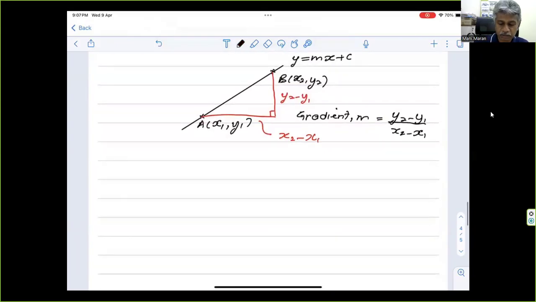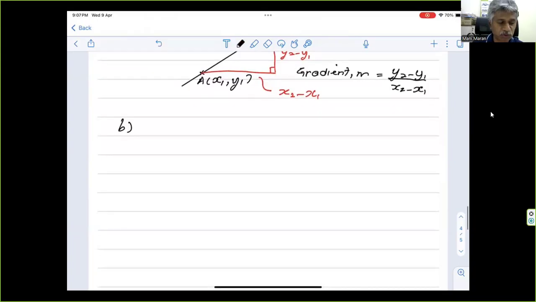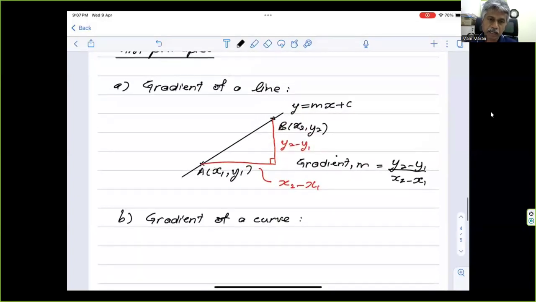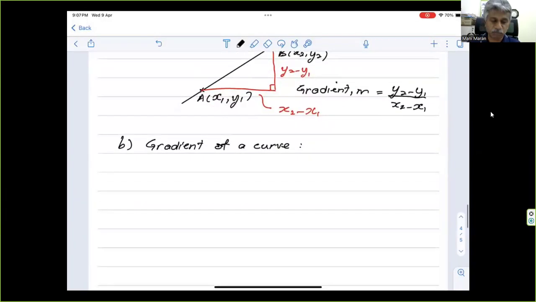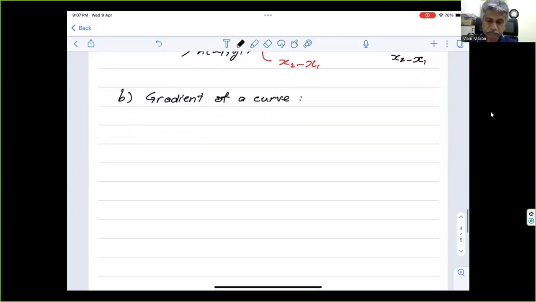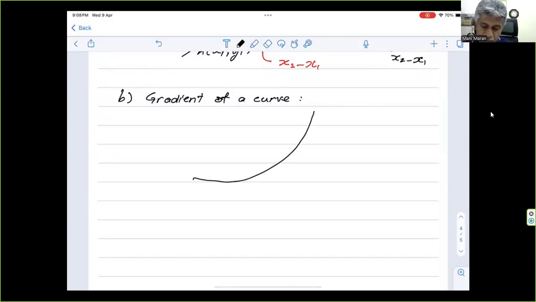What about a curve? This is where we're going to look at the derivative. You need to understand how to find the gradient of a curve. So part A is the gradient of a line, part B is the gradient of a curve. Let's say you are given a curve like this.